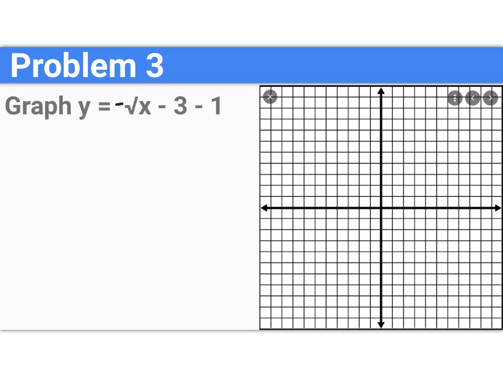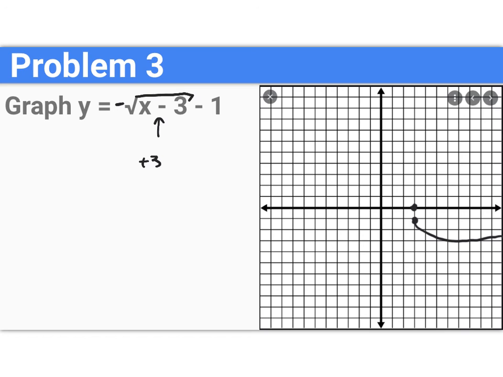Okay, so this is negative. I forgot to put the negative, the square root of x minus 3, and then all of that minus 1. So now, when something is next to the x, we change the sign. This is going to be our starting point, +3. And then we go down 1 for that. And so this is what our graph is going to look like.